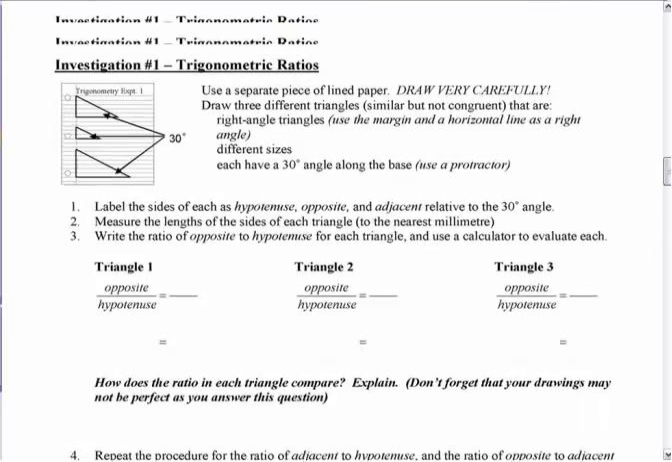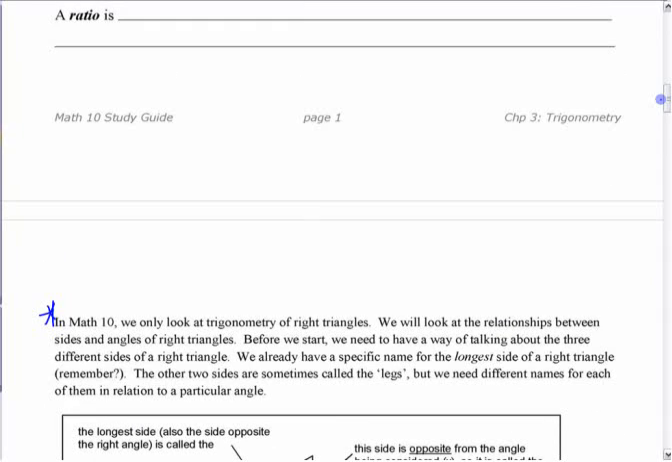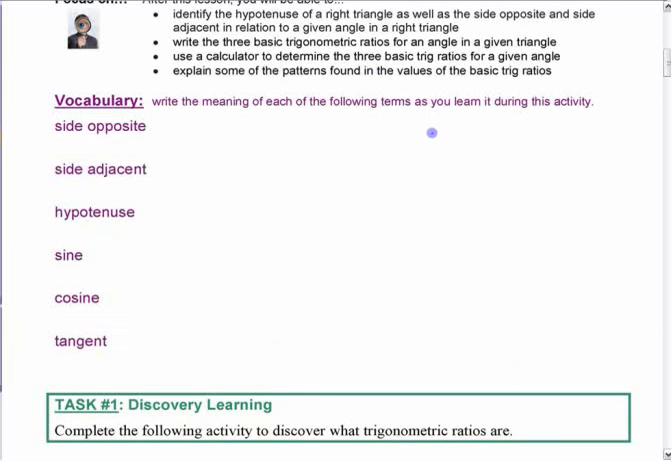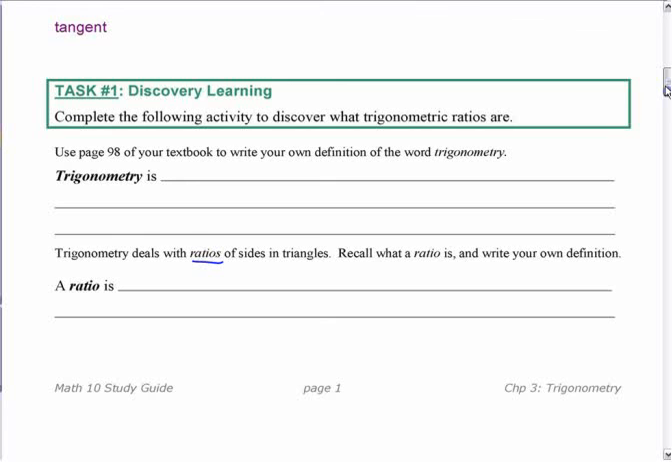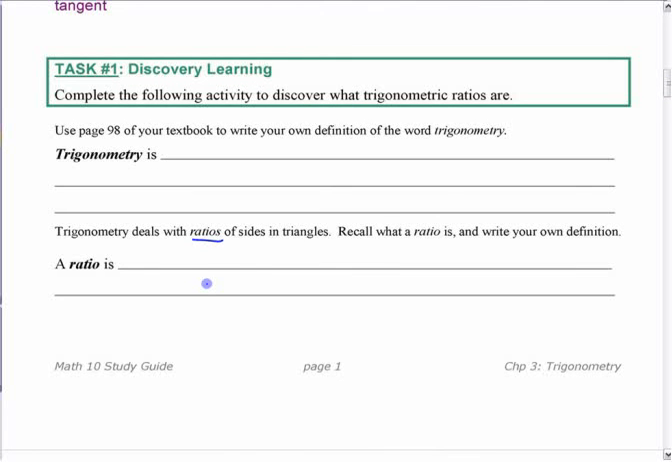So while I am signing out textbooks to you, you are going to work through that. The first page where it says, write the meaning of these as you learn it during the activity. Don't try to sit down and do those now. Come back to them later and write something in your own words. It's better if you try and write them in your own words instead of just copying them all out when you get the textbook. Everybody clear on what you need to do right now? All right. Awesome.